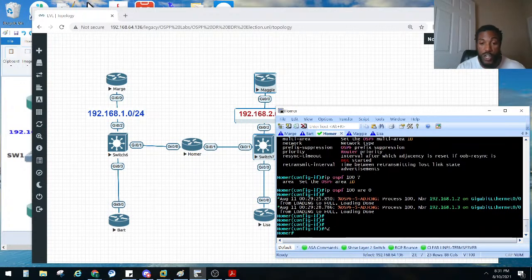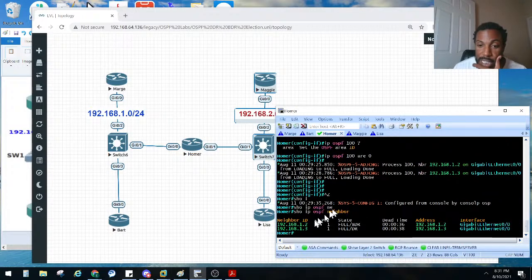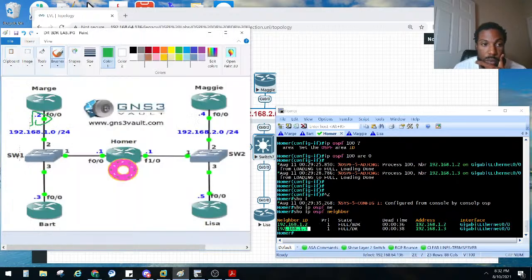And we verified it with what? Show IP OSPF neighbor, and we see he has two neighbors, 1.2 and 1.3. So now Homer has two neighbors. Let's go ahead and do the other side right here and make all three of them neighbors.